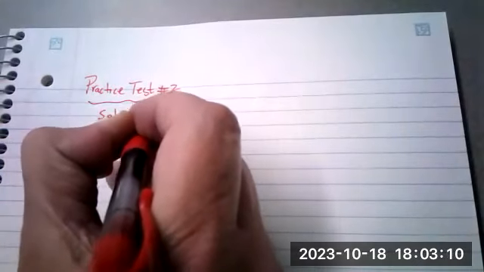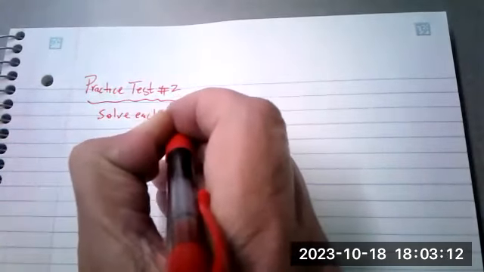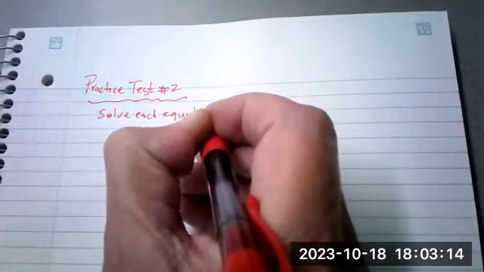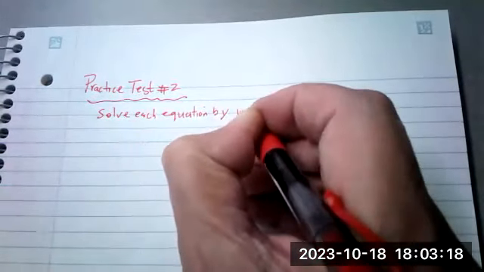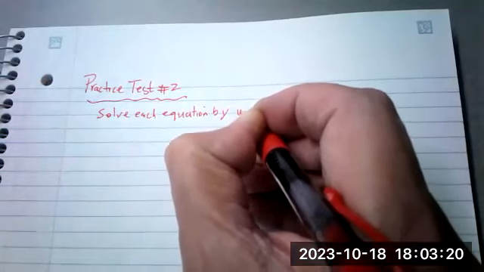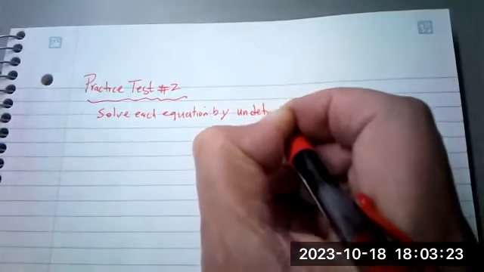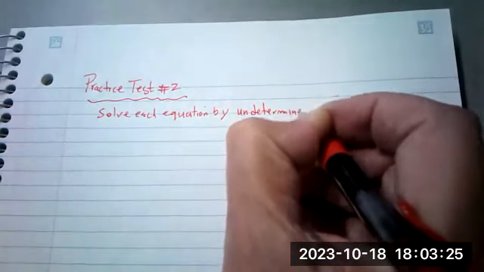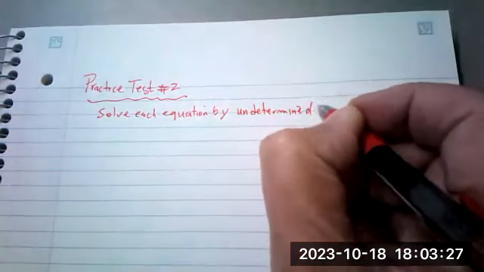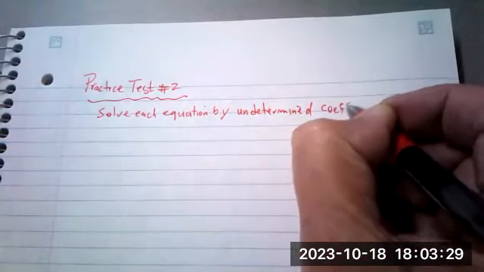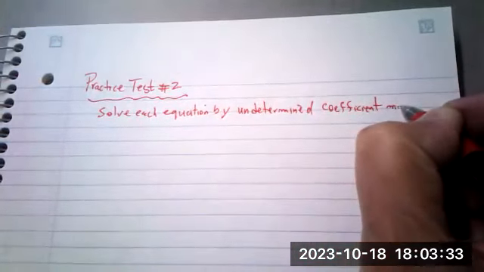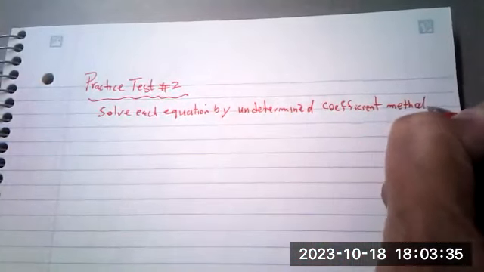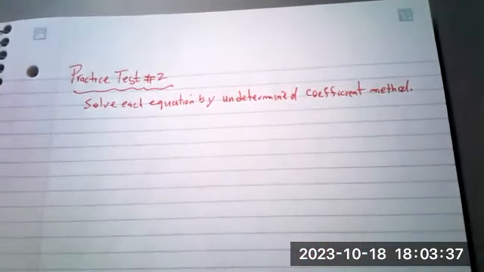Solve each equation by the method given to you, so you have to go with the given method. Okay, the undetermined coefficient method. This means you have to find the YP and you have to solve it completely.